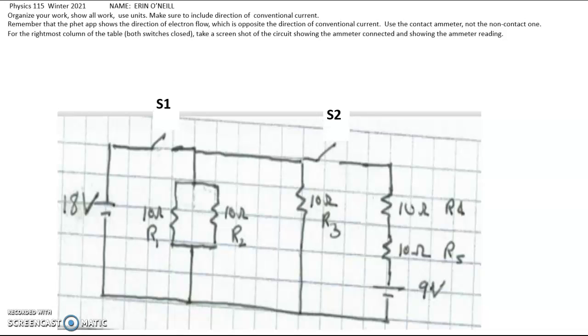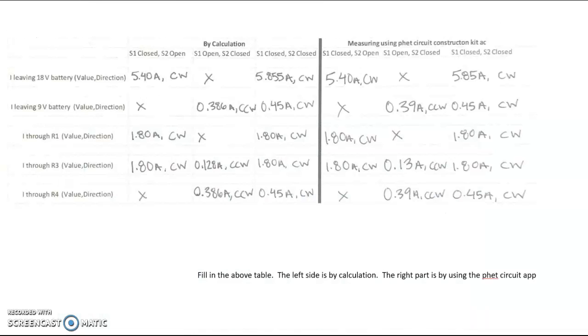Today I made some good breakthroughs. I'll talk through the first row of each of these different situations. So, basically, what is the current leaving the 18-volt battery, the value and the direction?